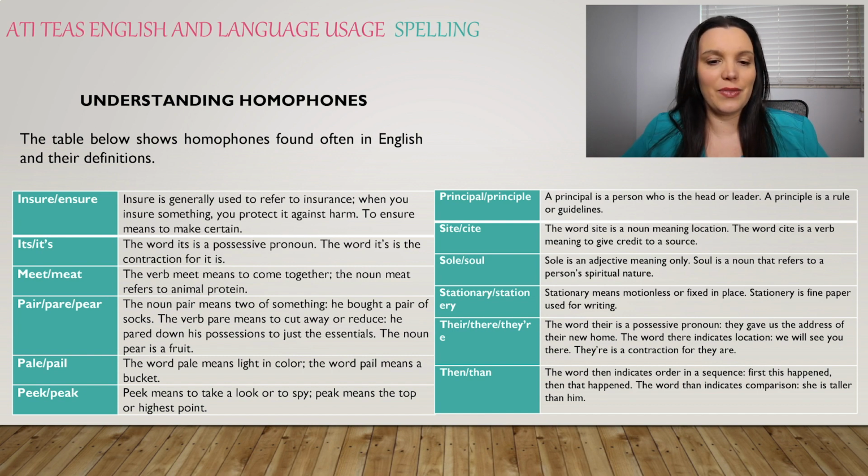It's and its. The word its is a possessive pronoun. The word it's is the contraction for it is. Meet and meat. The verb meet means to come together, and the noun meat refers to animal protein. Pair, pare, and pear. The noun pair means two of something.